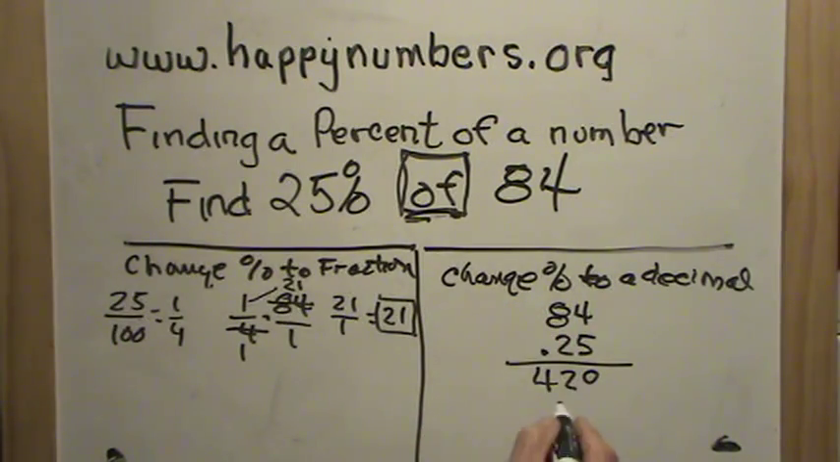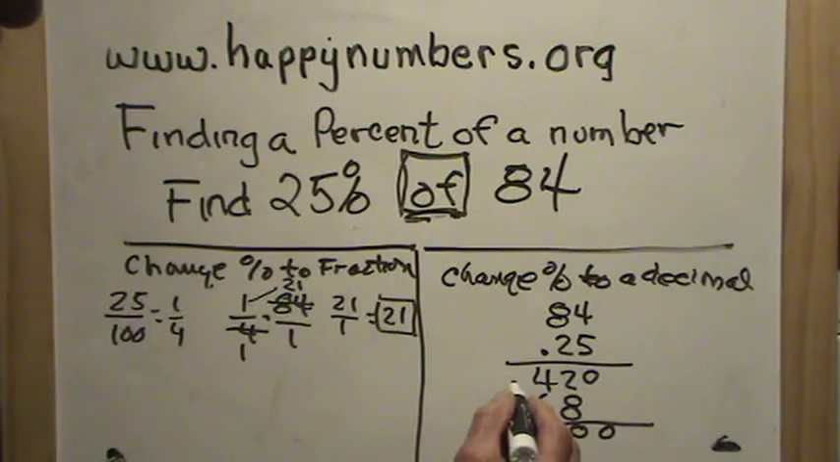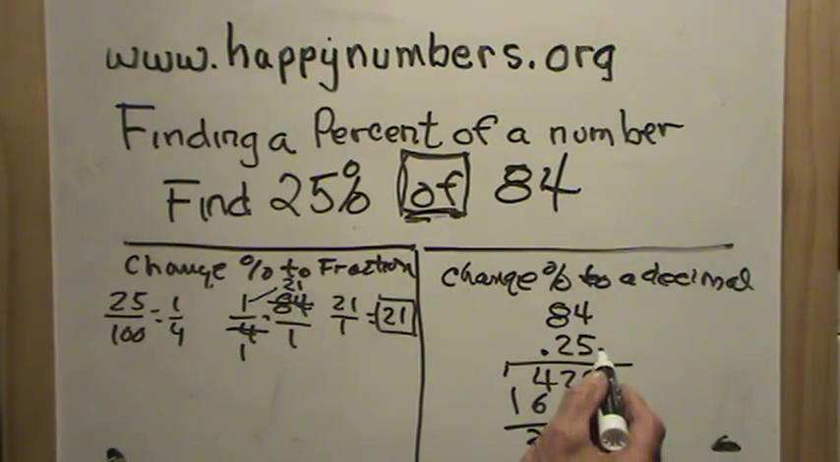2 times 4 is 8. 2 times 8 is 16. Now I'm going to add 0, 10. 10 and 1 is 11. Carry the 1. 1 and 1 is 2. Go my decimal places, 1, 2.